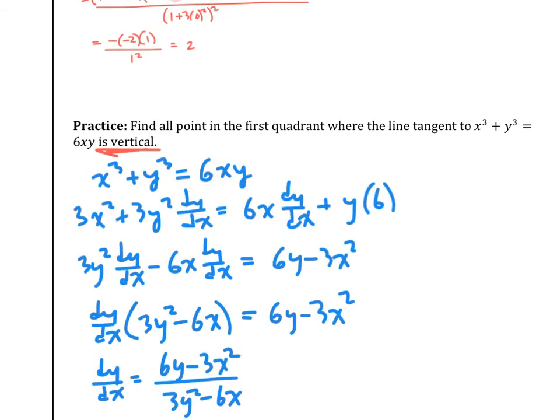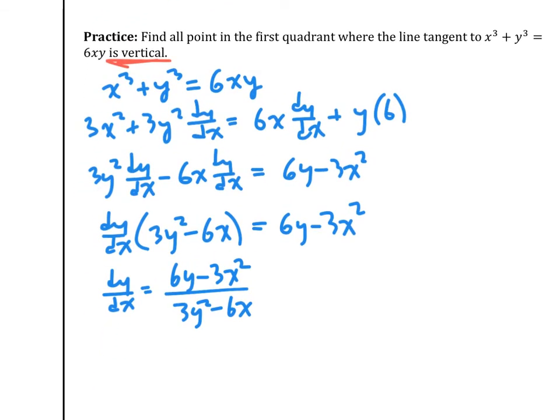All right, we got to the first derivative. So the question is, where is the tangent line vertical? So how do we make this derivative undefined is really the question. How do we make it undefined? Well, to make it undefined, the denominator has to be 0. So we need to make the denominator 0.